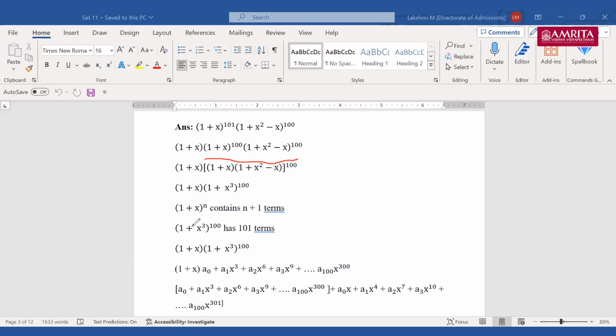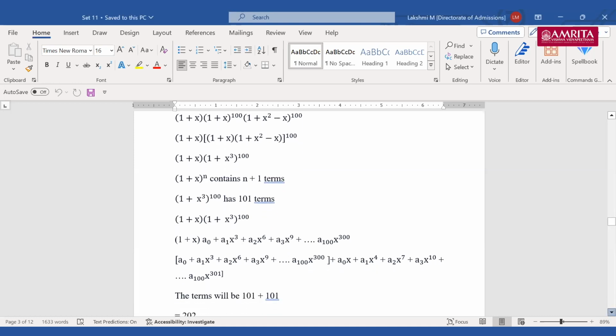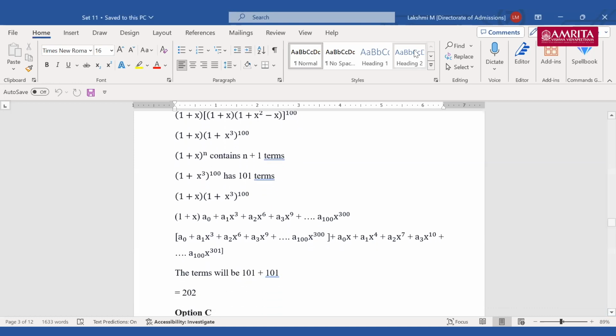So this will be something like 101. If you have 1 plus x, it's 1 into this plus x into this. Both of them will have 101 terms. So it's 101 plus 101, and it will be 202. A very simple question, which I think most of you have an idea how to solve. I hope this question is clear. Can we move forward, children?